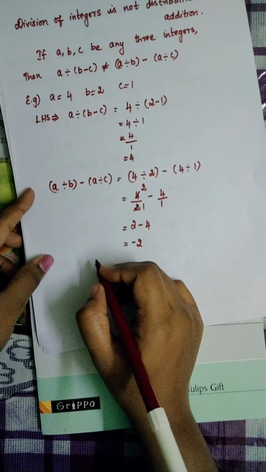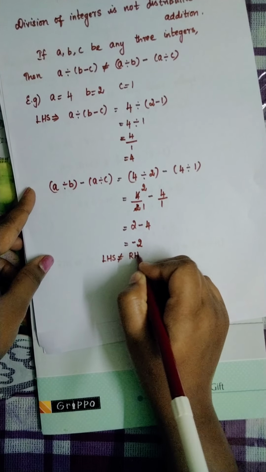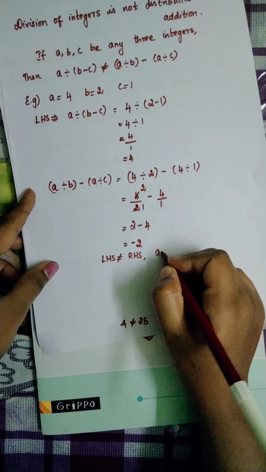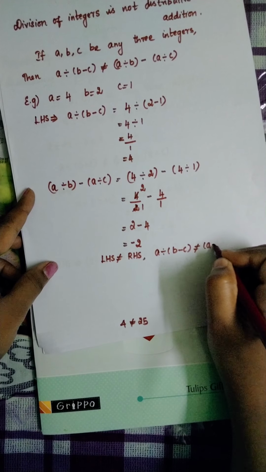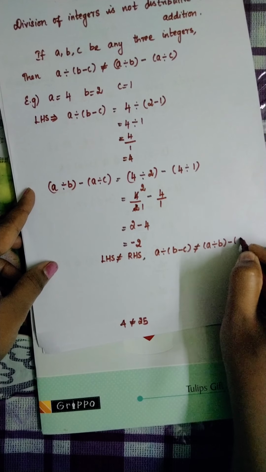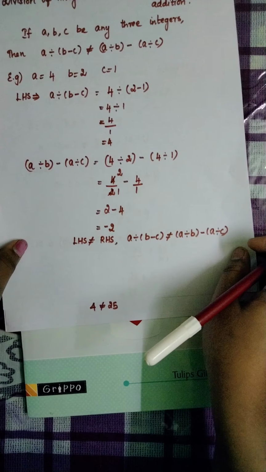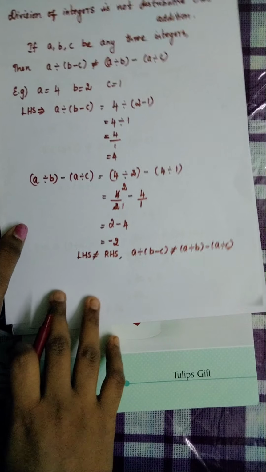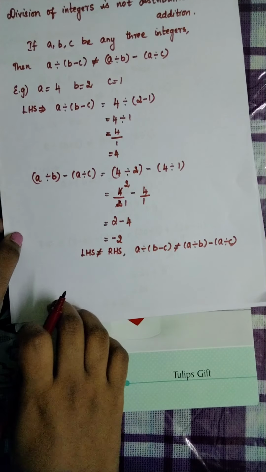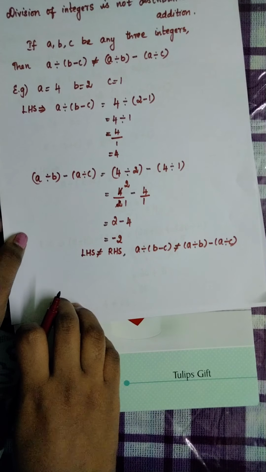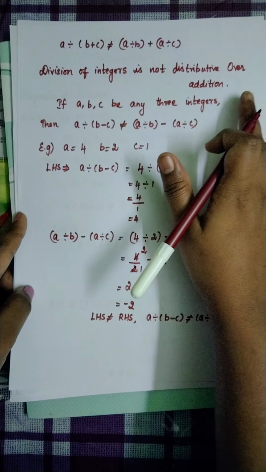So LHS is not equal to RHS. So we found that A divided by B minus C is not equal to A divided by B minus A divided by C. Finally, you need to write: division of integer is not distributive over subtraction. The same step, division of integer is not distributive over subtraction.